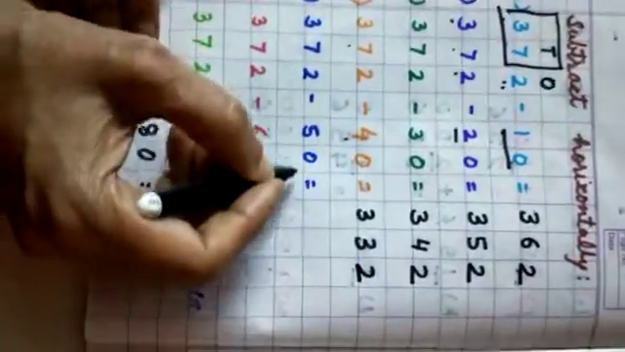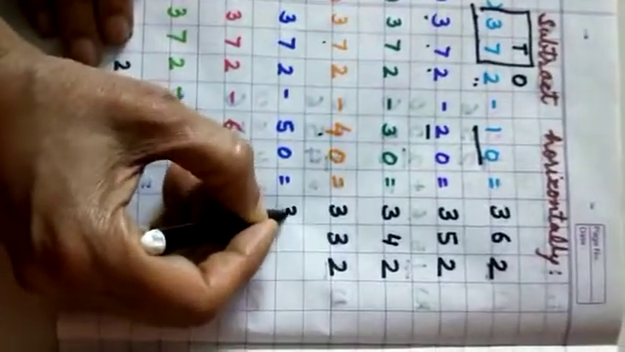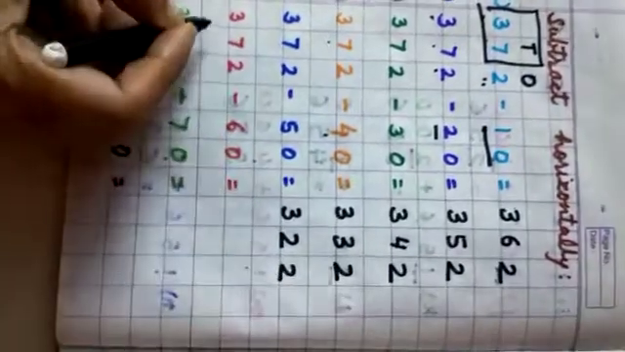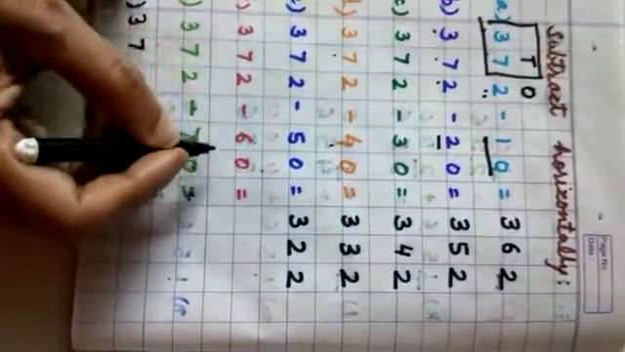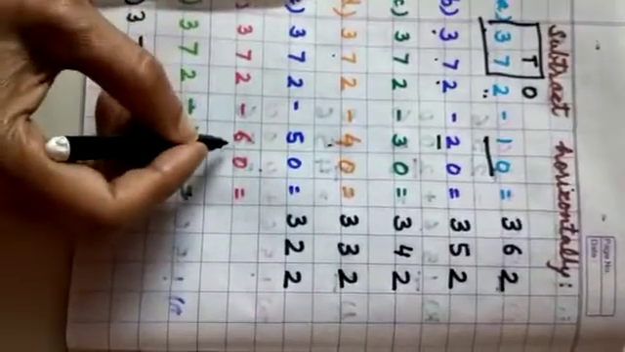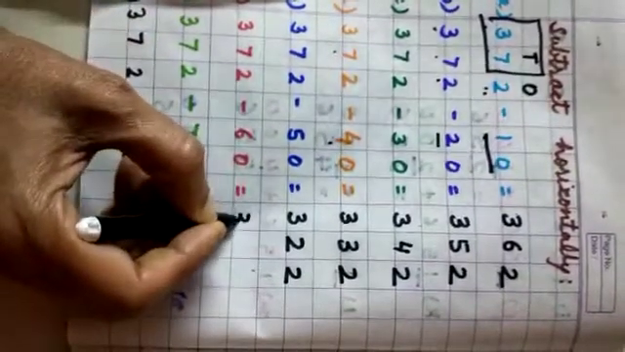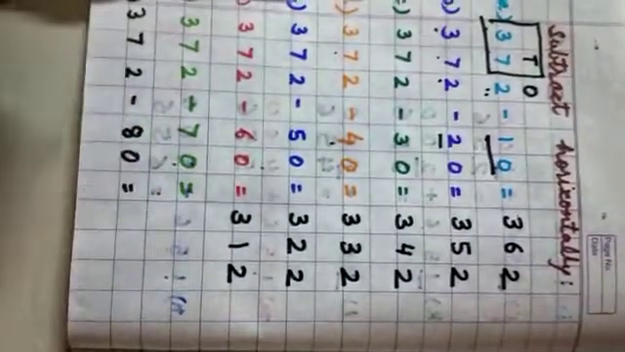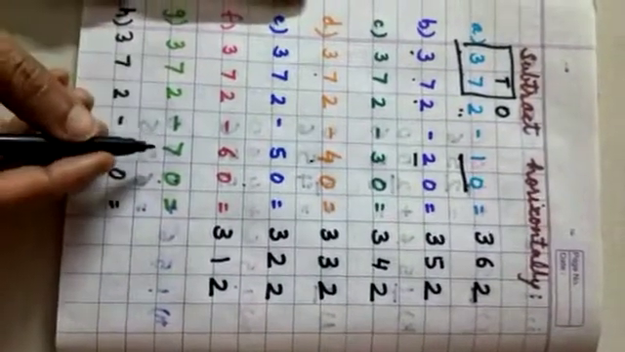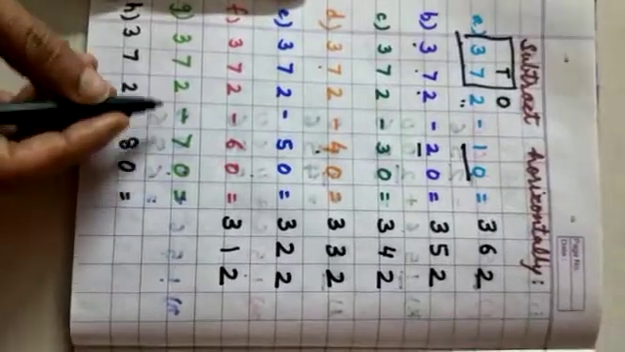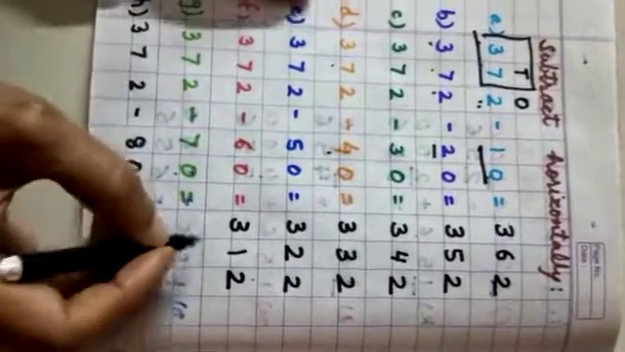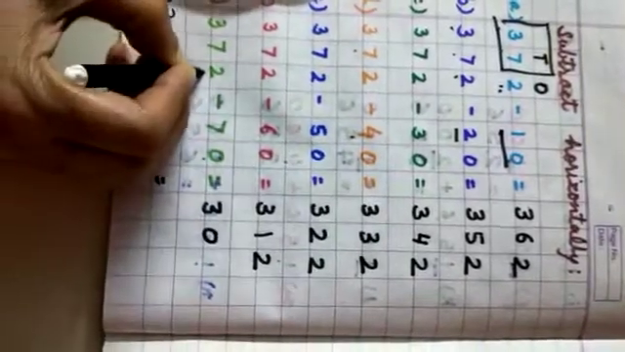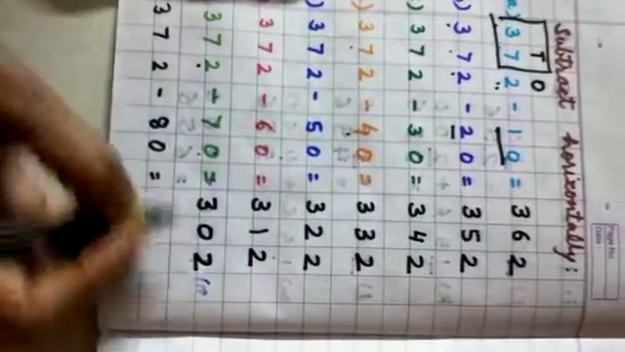37 minus 5 tens will become 32. 372 minus 60. 37 minus 6 is 31 and this 2 will come as it is. Now 37 minus 7 tens is 30 and this 2 will come as it is.